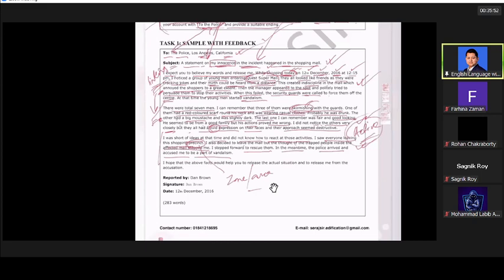I hope this above facts would help you to realize the actual situation and to release me from the accusation.